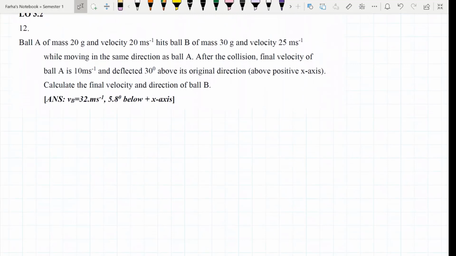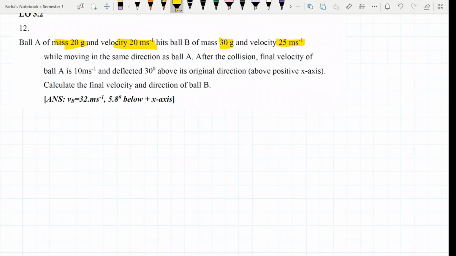Next we look at number 12. Number 12 does not give a diagram, but we can draw it. We have ball A of mass 20 grams and velocity 20 meter per second hits ball B of mass 30 grams and velocity 25 meter per second while moving in the same direction as ball A.